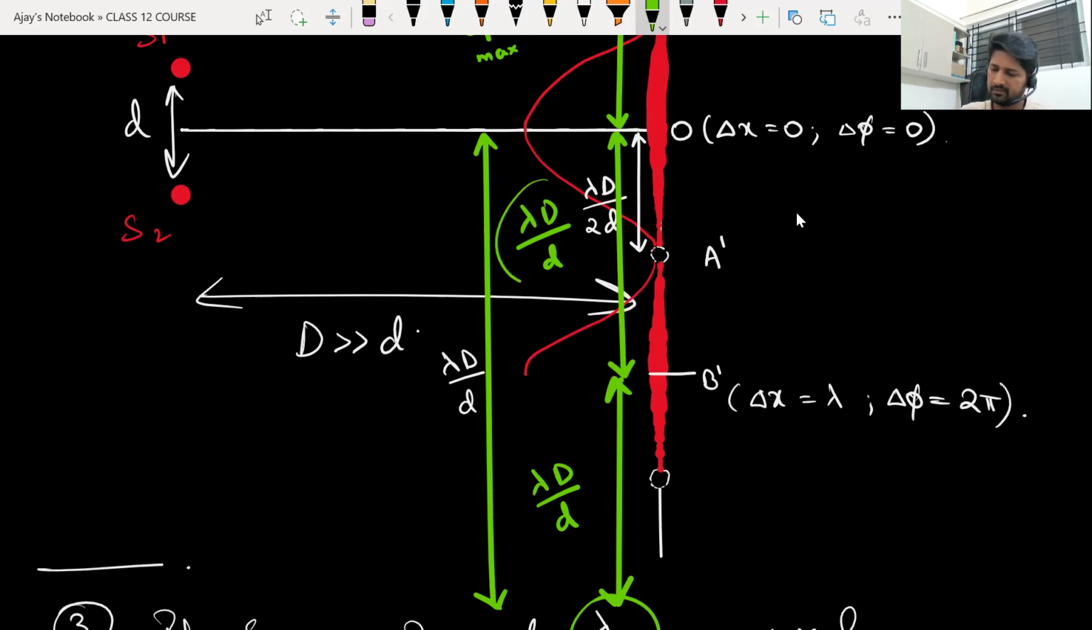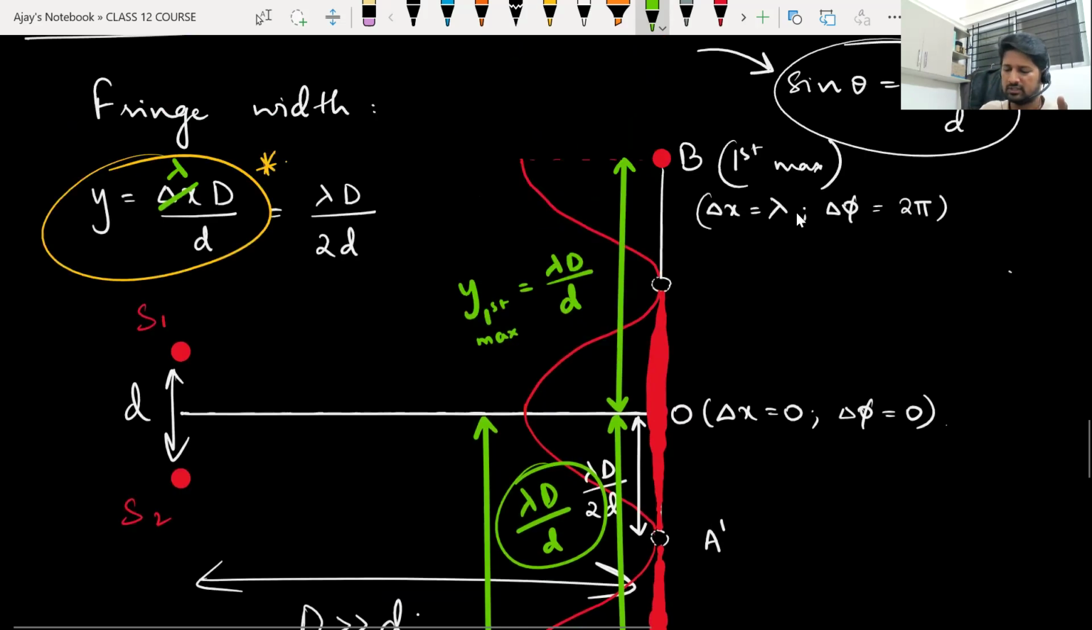O to first maximum is lambda D by d. First maximum to second maximum is another lambda D by d. Then what's the distance all the way from O to second maximum? You just have to add the distances. It will be 2 lambda capital D by small d. Or you could have found it out this way also.